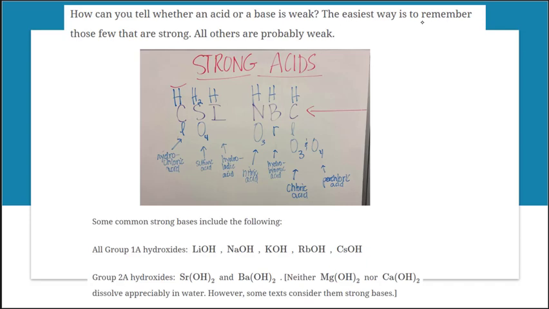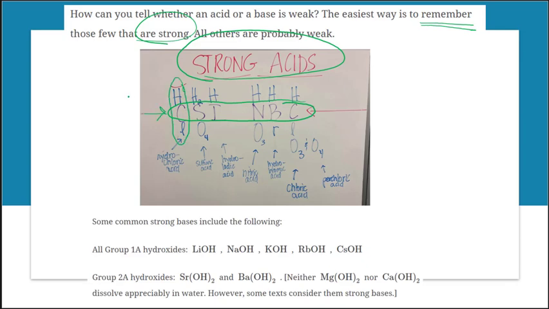Well, it's easiest if you can just remember the few that are strong. If it's not strong, it's weak. Here's how I remember my strong acids. If you can remember CSI on NBC, if anybody has ever watched the TV show CSI, if you can remember CSI on NBC, and we have HCl, so above on the top are all of my H's for acids.